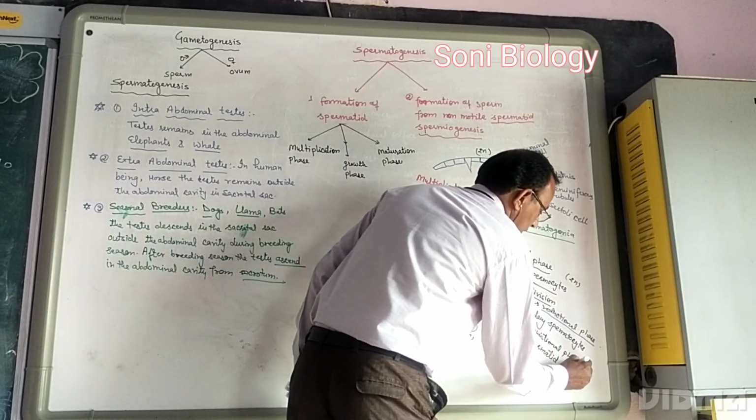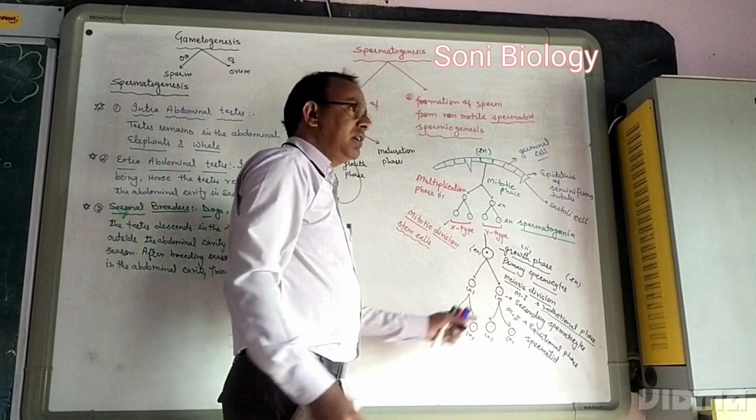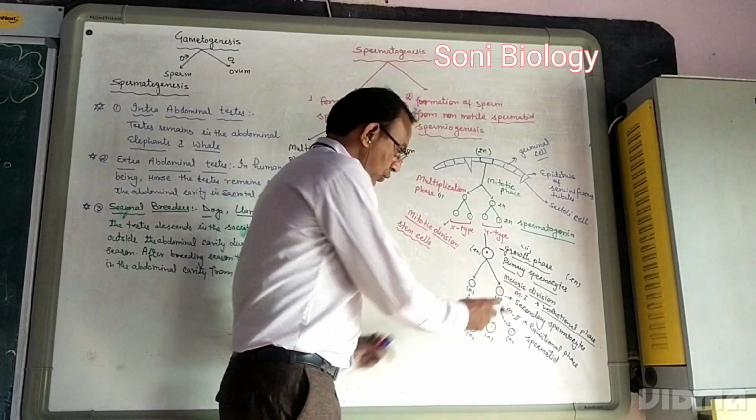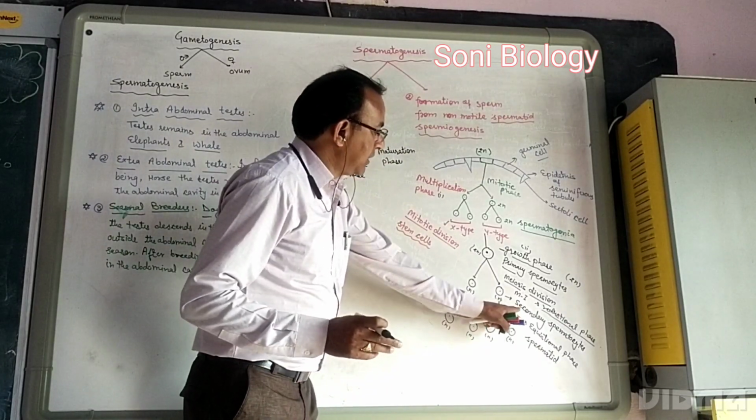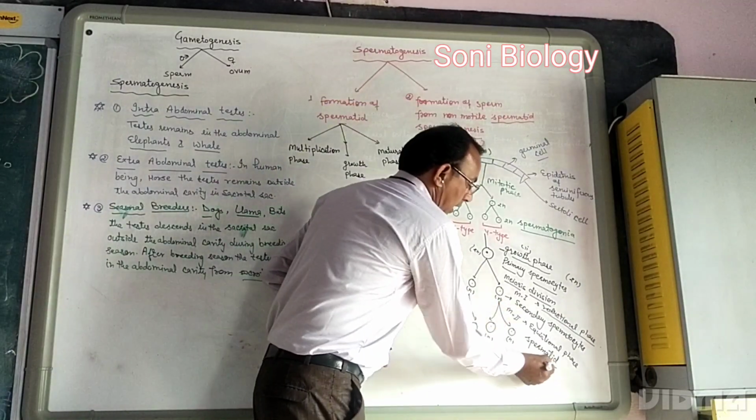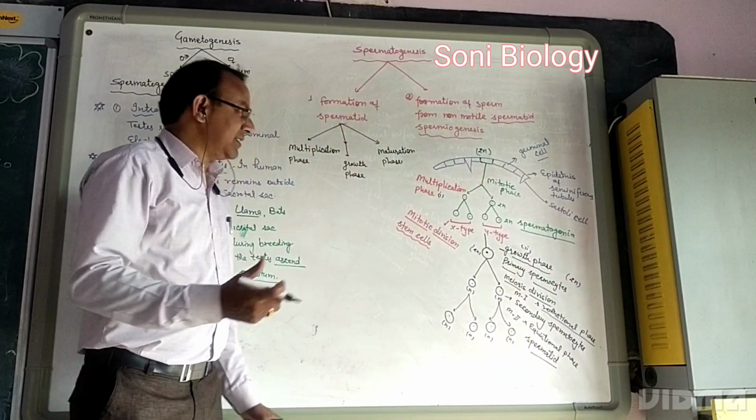In which the new cells are produced, similar to this one. So it produces 4 haploids. The cells produced from secondary spermatocytes are called spermatids. So what are the spermatids?